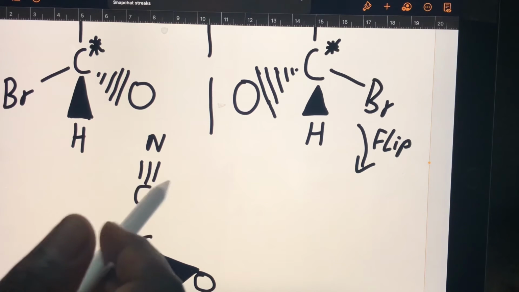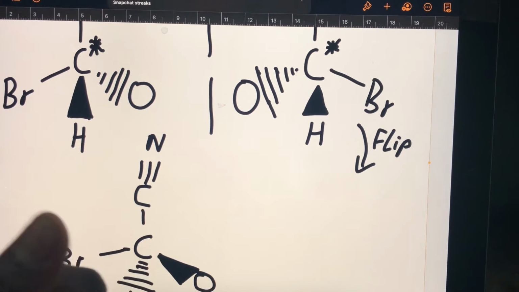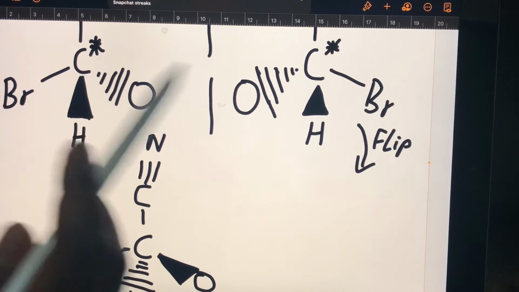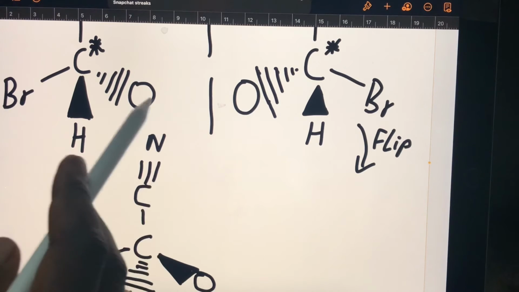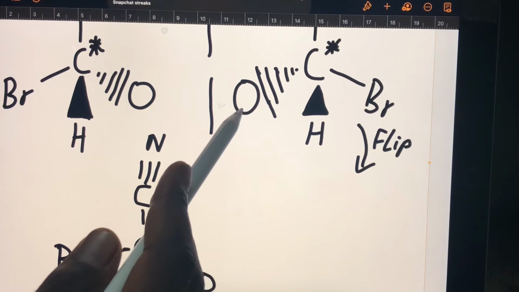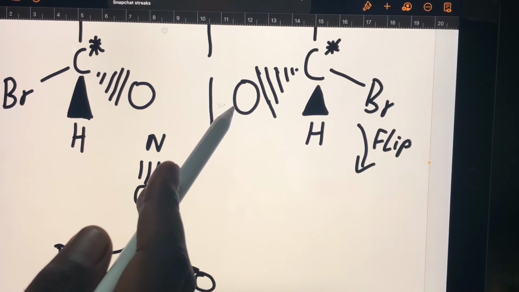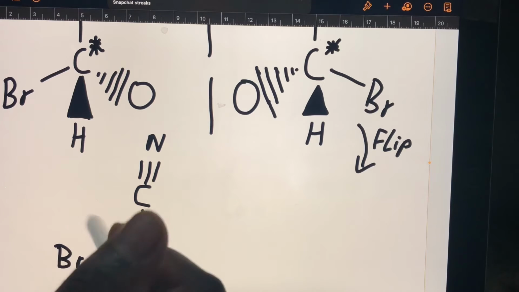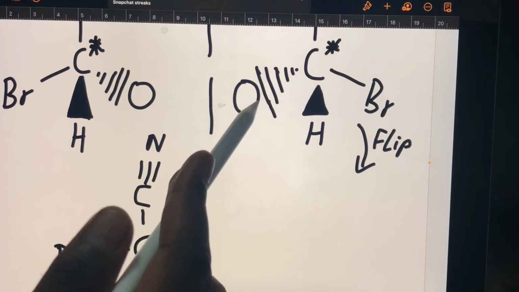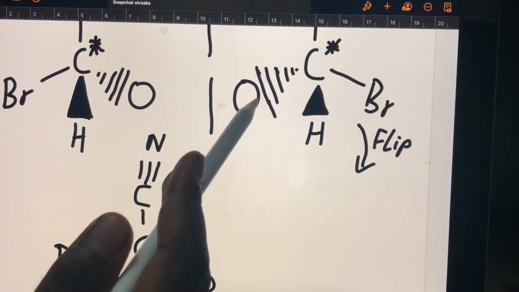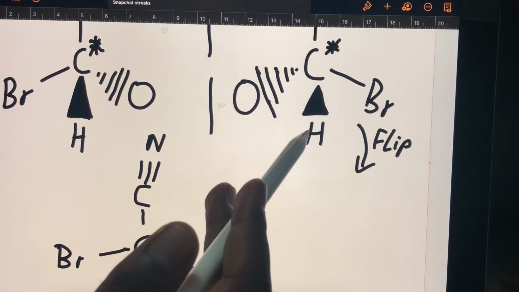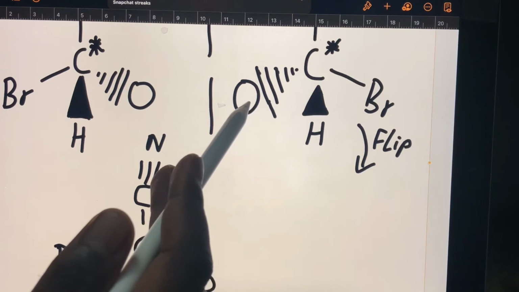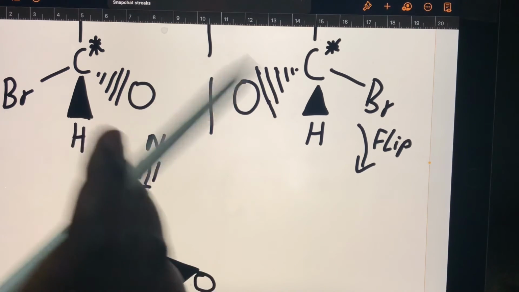So the top side group, the cyanide group, remains the same. The bromine group remains the same, but the oxygen, this is the oxygen here. This oxygen is going in the original, well, this is still the same image, but in the original, it was going out of the page, and hydrogen was going, sorry, the oxygen was going into the page, the hydrogen was going out of the page.